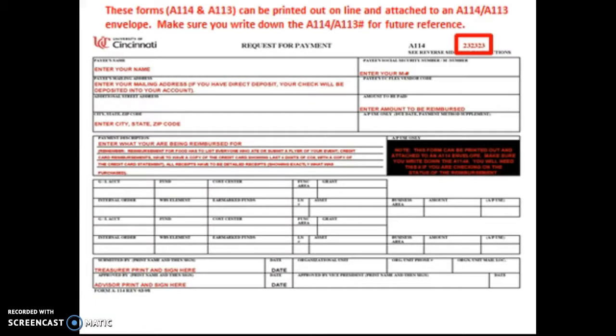This is the form used for getting reimbursed. Students use their M number, not their social security number. Non-UC students use their social security number. An A113 form is used for travel reimbursements. An A114 form is used for all other reimbursements.